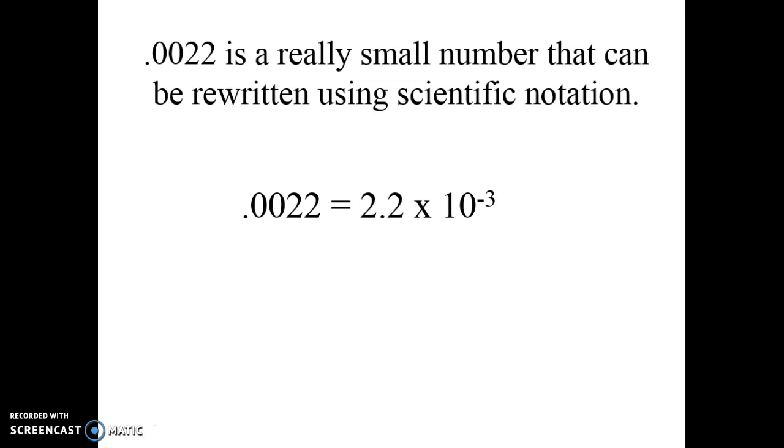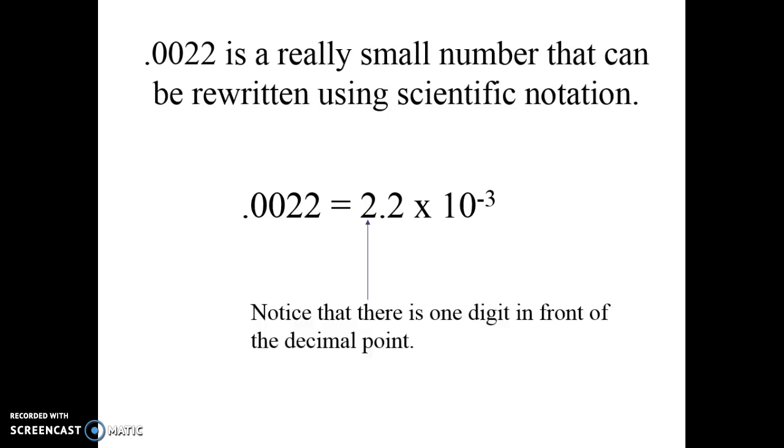Again, pause the video and make some observations about how we turn this small number into scientific notation. Okay, let's look at this. You might have noticed that once again, there's still only one digit in front of the decimal point because the rules don't change if I'm working with really big numbers or really small numbers.